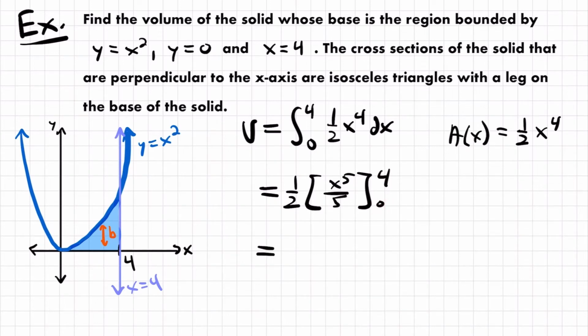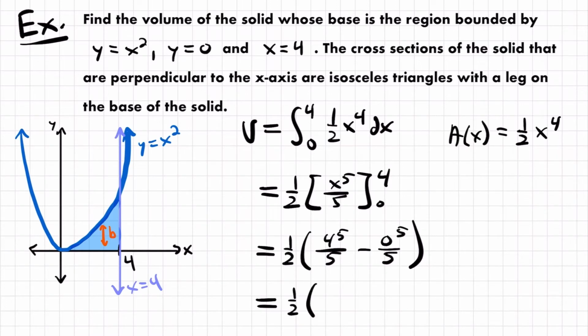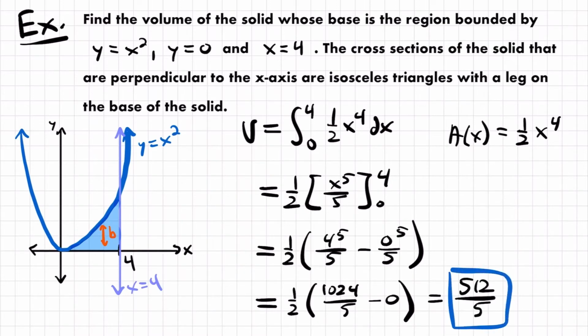And so this will be equal to 1/2 times 4 to the 5th power divided by 5 minus 0 to the 5th power divided by 5. And that will be equal to 1/2 times 4 to the 5th power, which is 1024, divided by 5 minus 0. And so that will be equal to 1/2 of 1024 divided by 5, which is equal to 512 fifths. And so that is the volume of our solid that has this region as its base and cross-sections that are isosceles triangles perpendicular to the x-axis.